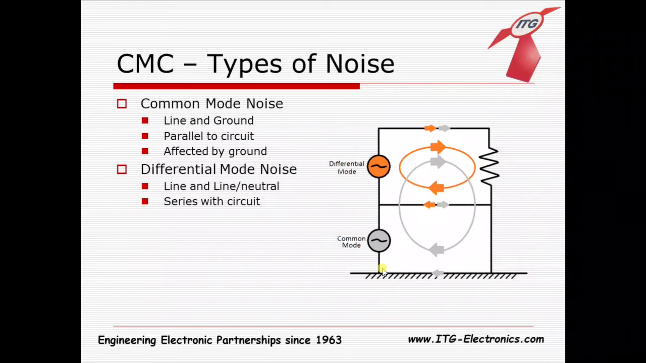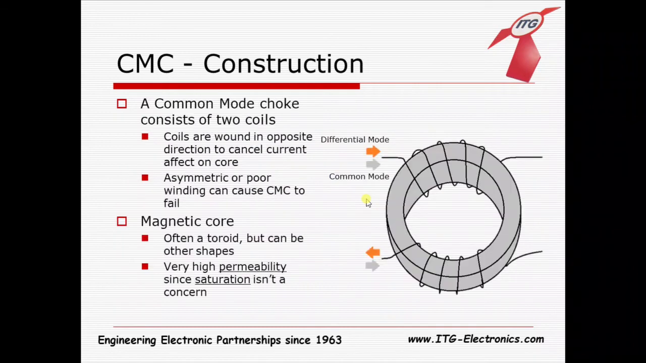and then they're circling through and returning through the ground. This is different from differential mode noise, because differential mode noise goes through your circuit much like a power signal would. It just goes through the line and comes back through the return. So these different types of noises can be attenuated and have to be treated and filtered differently.